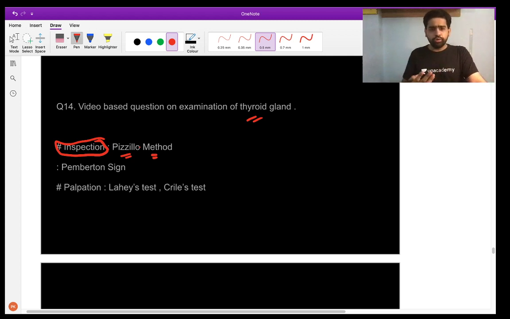You ask the patient to deglutinate. If the mass is moving with the deglutination, you may diagnose it as a midline swelling or something like that. Okay, so by various methods, you inspect that particular swelling.